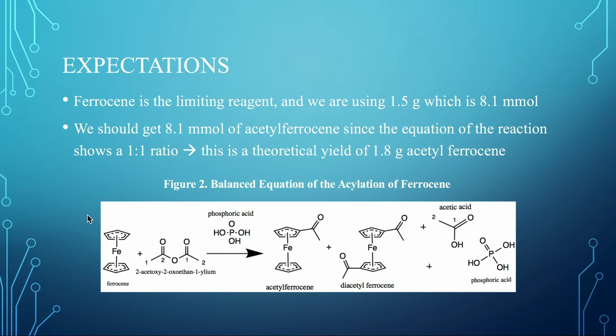So based upon this balanced equation, we can tell that ferrocene is the limiting reagent, and because we're using 8.1 millimoles of ferrocene, we should end up with 8.1 millimoles of acetylferrocene because they're in a 1-to-1 ratio. This makes the theoretical yield of acetylferrocene 1.8 grams.